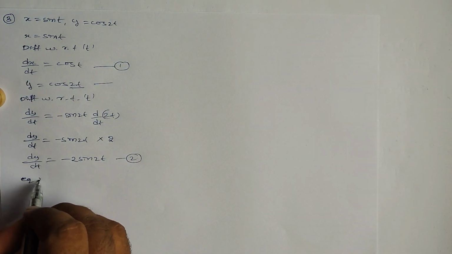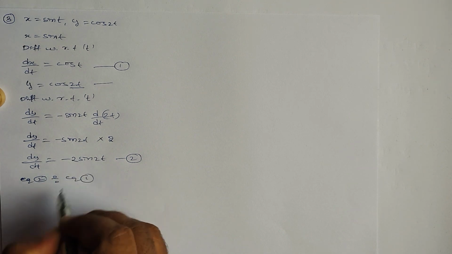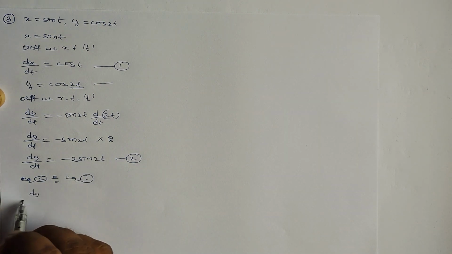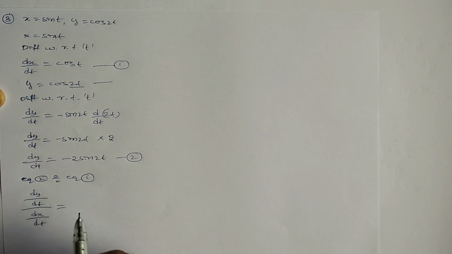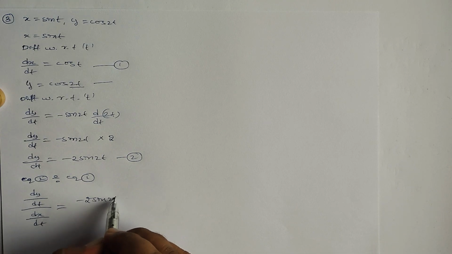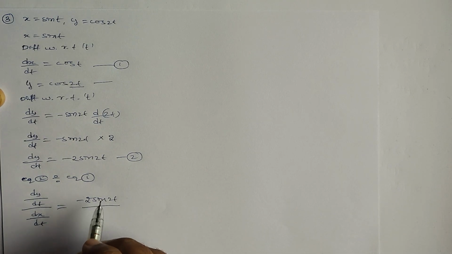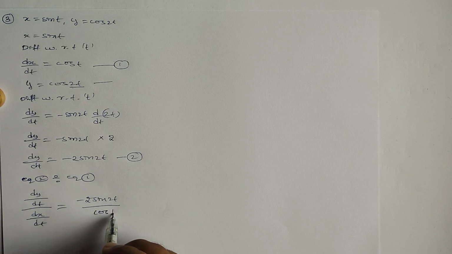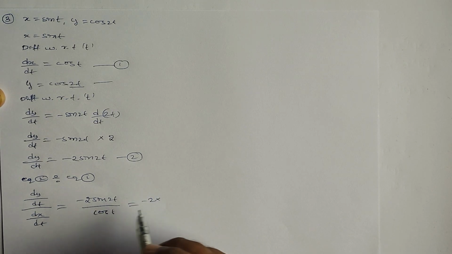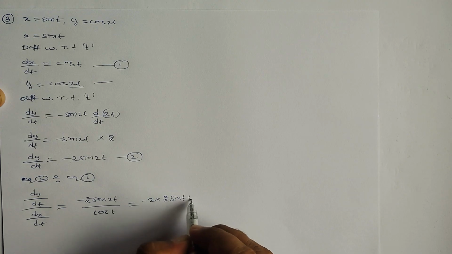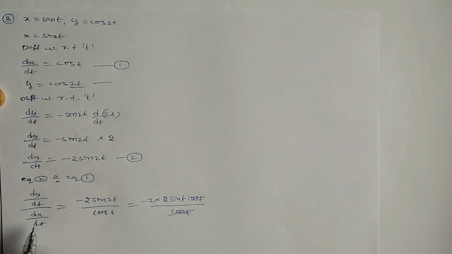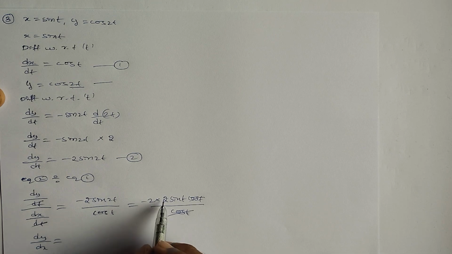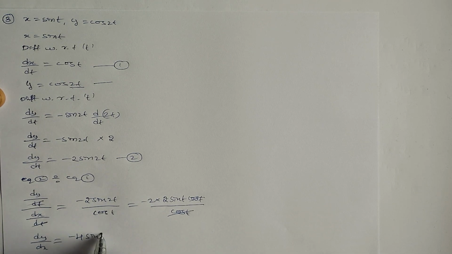Again same method, equation number 2 divided by equation number 1. So that becomes dy by dt divided by dx by dt is equal to, what is dy by dt? Minus 2 sin 2t divided by, what is dx by dt? cos t. So that is equal to minus 2 sin 2t, formula what? 2 sin t into cos t, divided by cos t. Now cos t gets cancelled. Here dt cancels and dy by dx is equal to minus 2 into 2, minus 4 sin t.